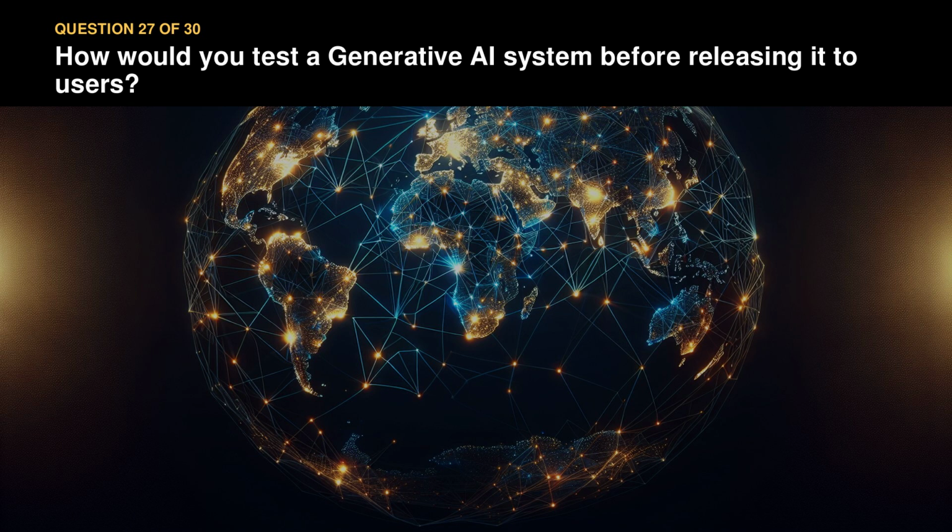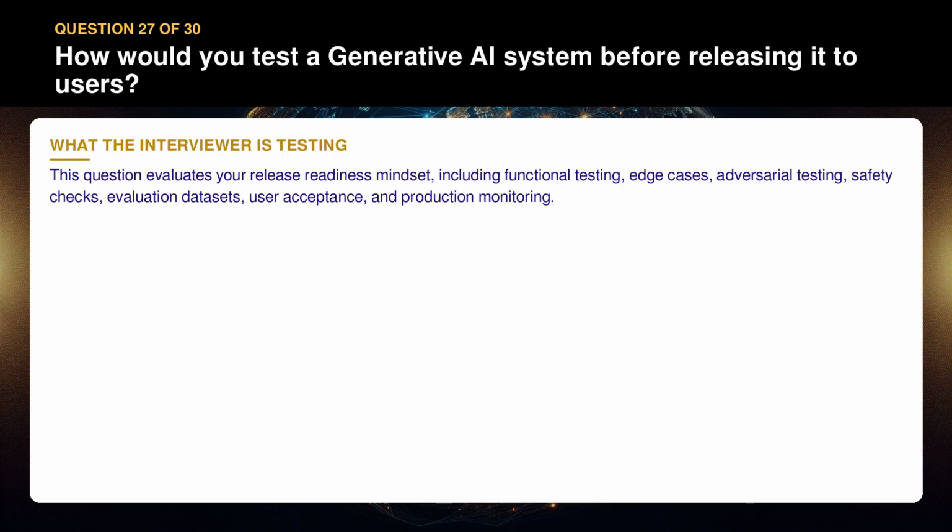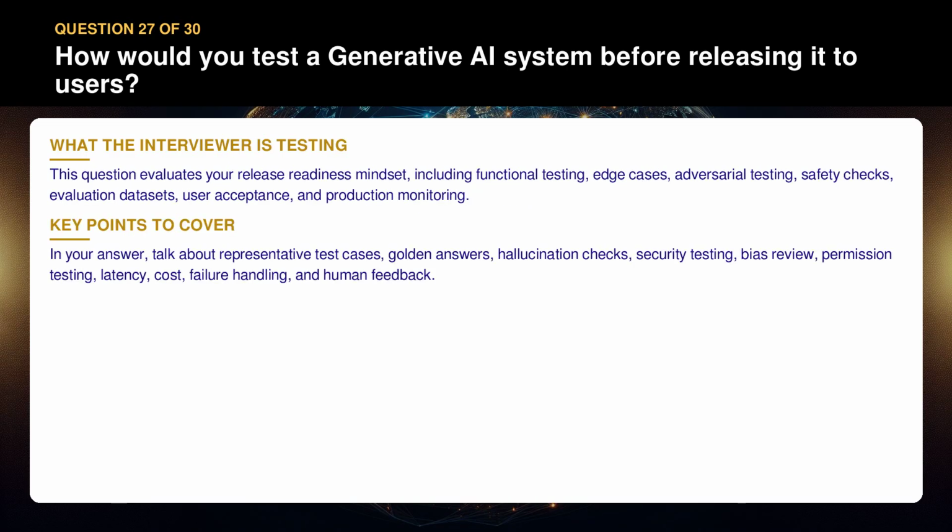Question 27. How would you test a generative AI system before releasing it to users? This question evaluates your release readiness mindset, including functional testing, edge cases, adversarial testing, safety checks, evaluation datasets, user acceptance, and production monitoring. In your answer, talk about representative test cases, golden answers, hallucination checks, security testing, bias review, permission testing, latency, cost, failure handling, and human feedback.